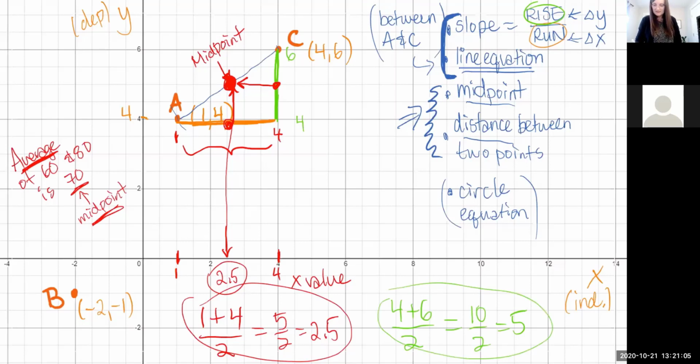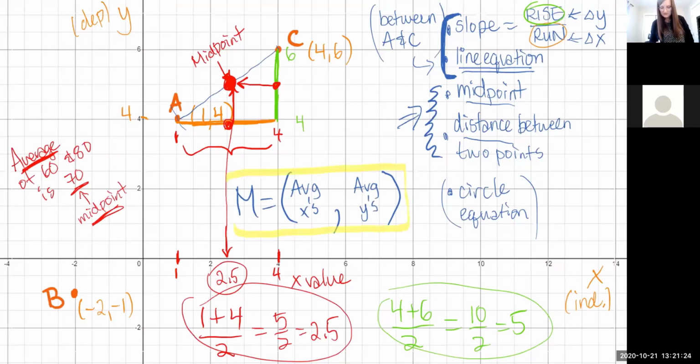So to summarize, your midpoint is always going to be a coordinate, and you're going to have the average of your x's and the average of your y's. The reason why I write it like that rather than writing it with all sorts of x1s and y2s and things like that is because if you think of midpoint literally being average, then you don't have to memorize a formula.